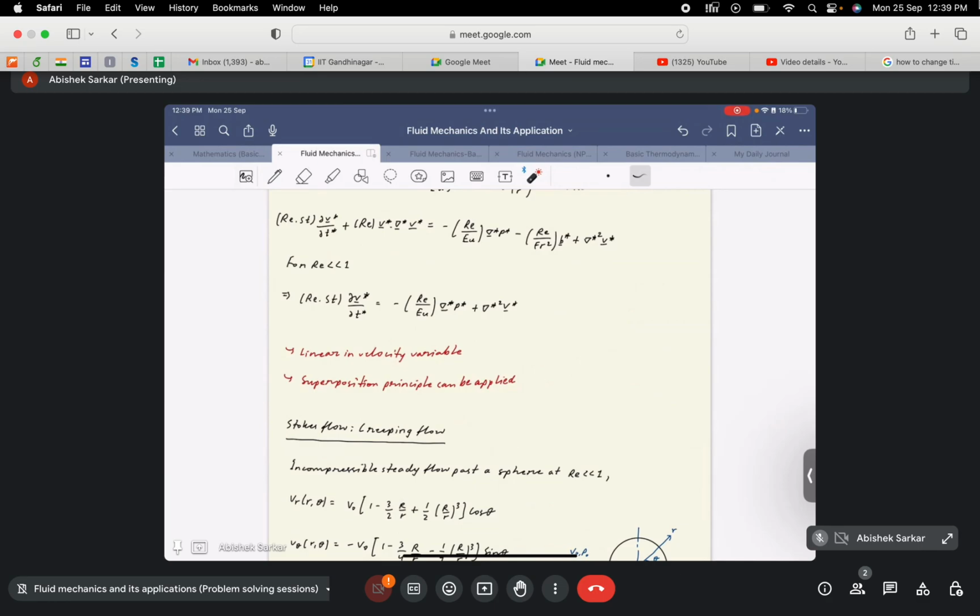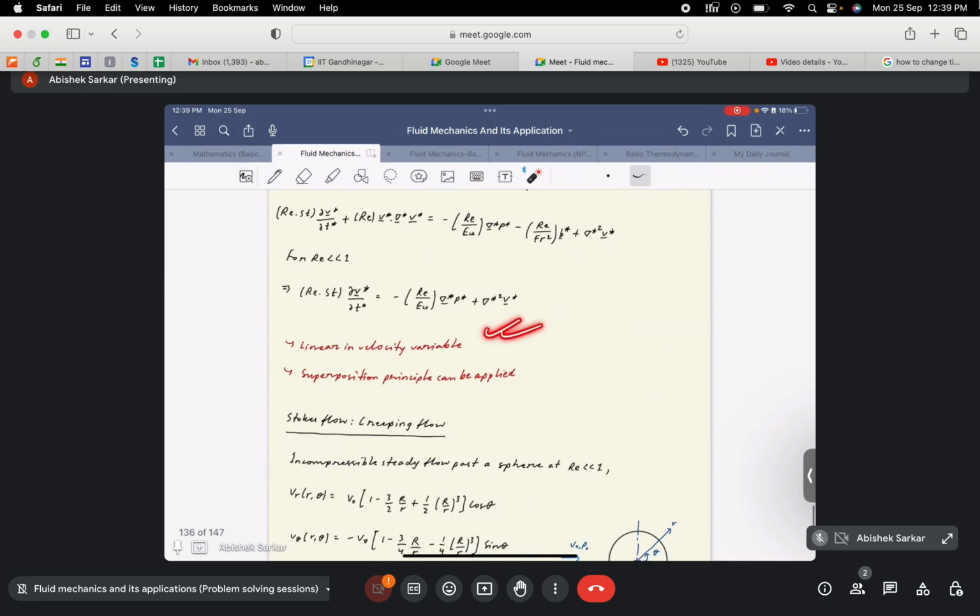These kinds of flows are also known as creeping flows. So that's another term that we need to know. So that is basically what is represented here. Okay. So this is a general governing equation.